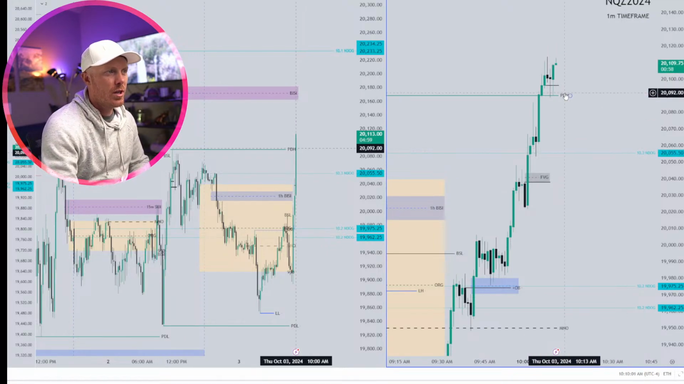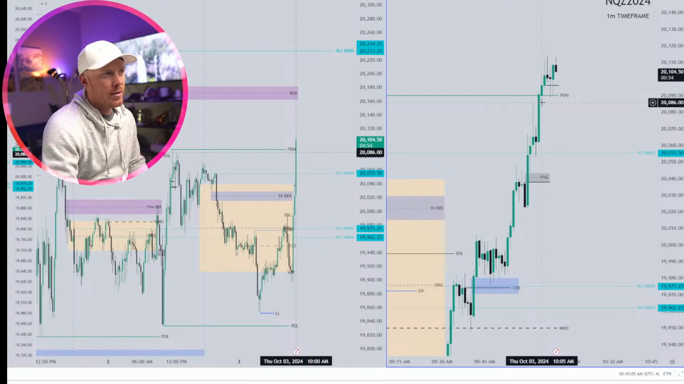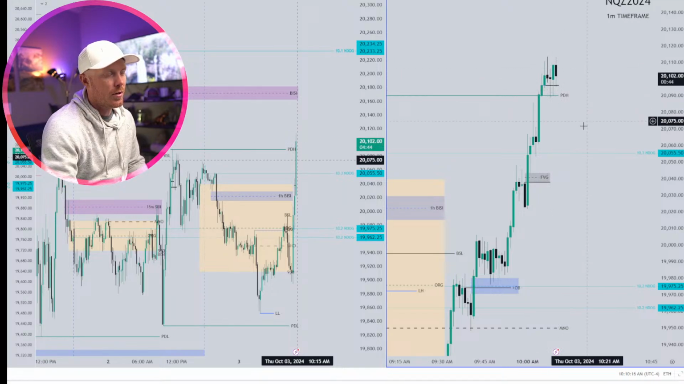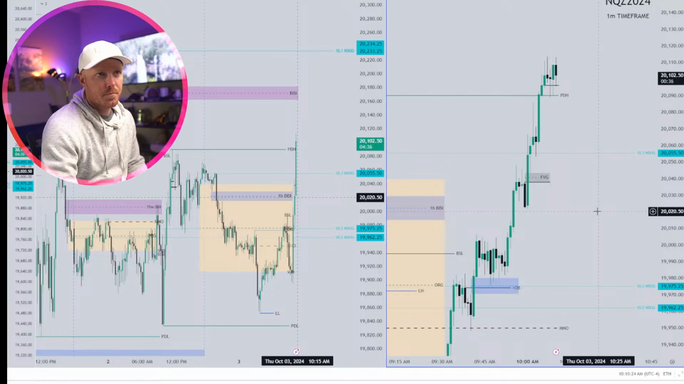Okay, see how I was waiting? My idea behind a turtle soup is once we hit a previous level, I want to see a 1-minute change in state of delivery below a green candle. Once we get that, that tells me we have an opportunity for a short, potentially. Now, this is untested, it's untried, and I'm just watching it.